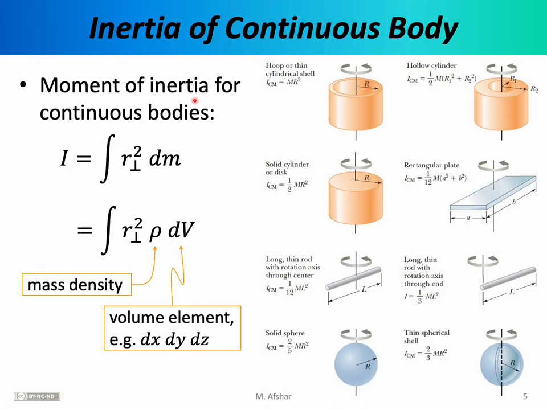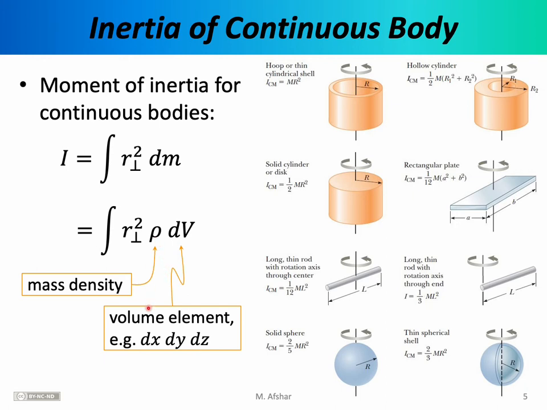To calculate the moment of inertia of a continuous body, we would use this formula here. In this formula, dv is referred to as a volume element. It is equal to dx times dy times dz. So this integral here really is a multivariable integral. It's a triple integral, to be exact.